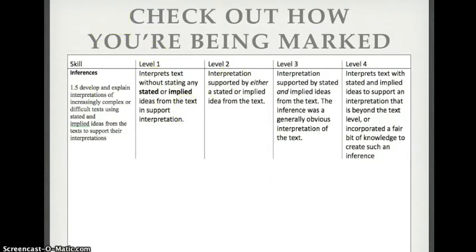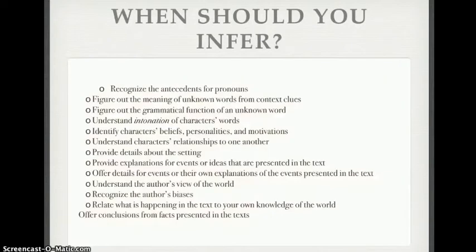If you look at the skill itself on the far left, where it says 1.5, this person is able to develop and explain interpretations of increasingly complex or difficult text using stated and implied ideas from the text to support their interpretations. Now, we had that list at the beginning that I gave out, telling you when you should infer. Yeah, all these places are good times to infer, but let's just be honest.